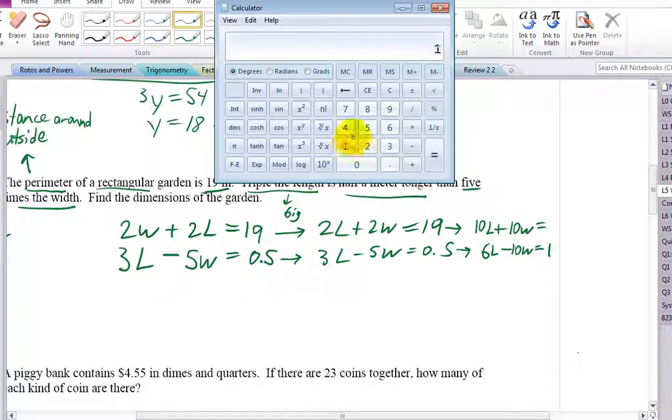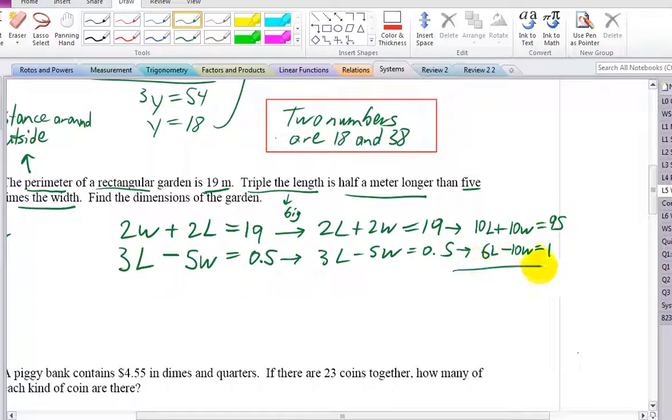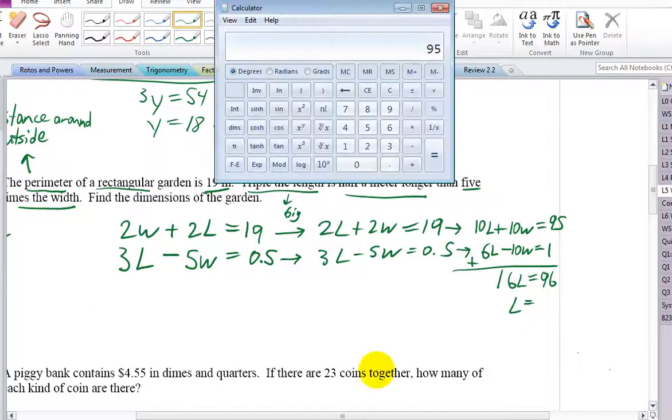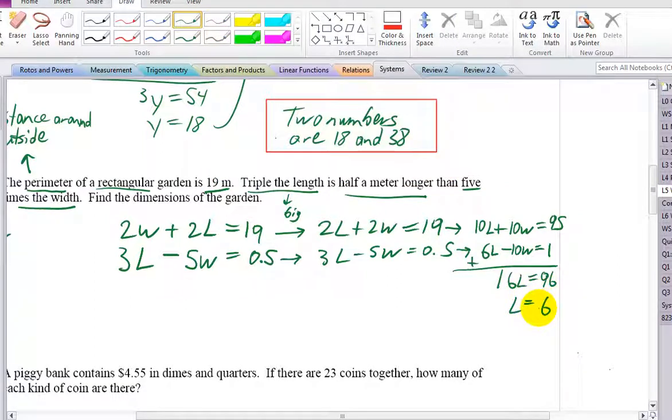Ooh, what's 19 times 5? 95. Okay. Okay, add or subtract. Opposite signs. Add. Okay. So it's 16L equals 96. What does L equal? L equals 6. Okay. Now you could do double elimination, or you could then choose to do substitution. I'm going to do double elimination because I feel like it.